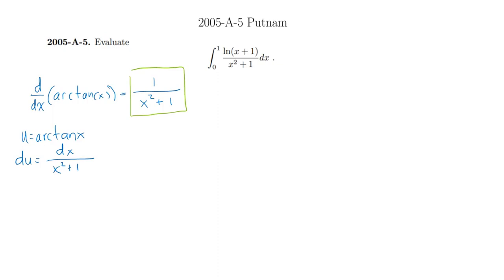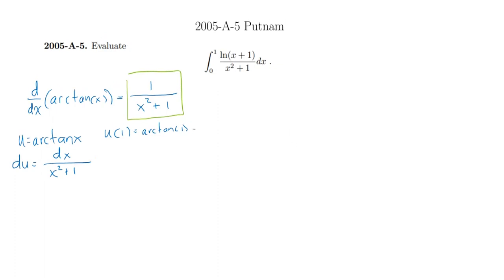Now we're going to have to convert our bounds. The upper bound is going to be u of 1, and this will equal the arctangent of 1. The arctangent of 1 just asks, for what angle is tangent 1? Well, tangent is 1 when sine equals cosine, because tangent is the ratio of sine over cosine. And sine equals cosine at pi over 4, if you recall from the unit circle. So this will equal pi over 4.